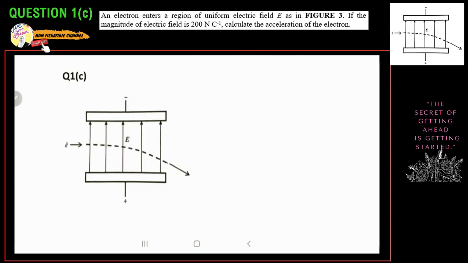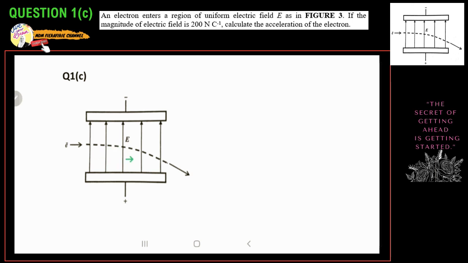Okay, for question 1C, look at the question. So we have an electron. Okay, this is an electron. So for question C, we have an electron here. So this is an electron enters a region of uniform electric field. Okay, remember when we have two plates here, the electric field between the plates is uniform electric field.